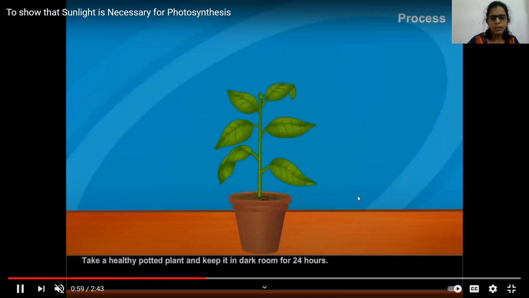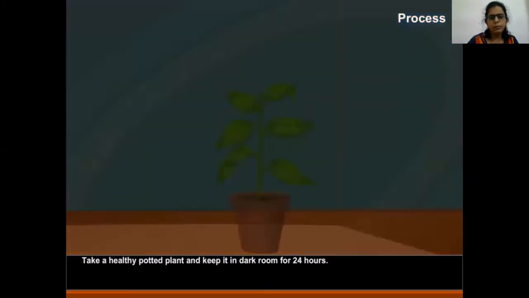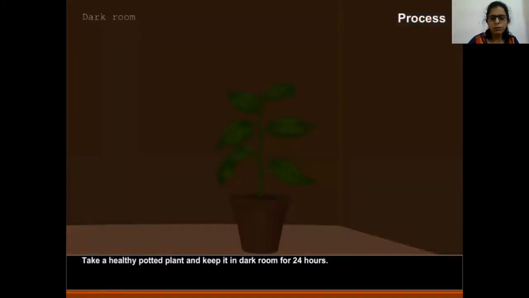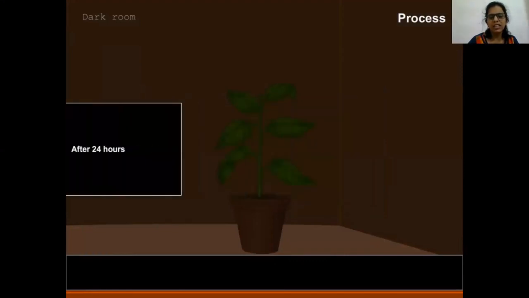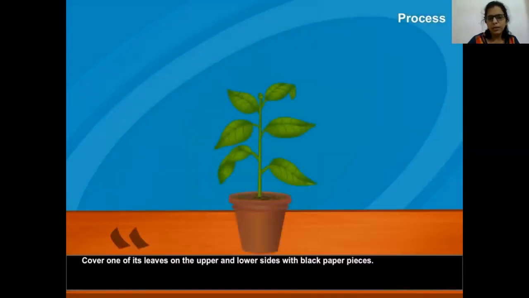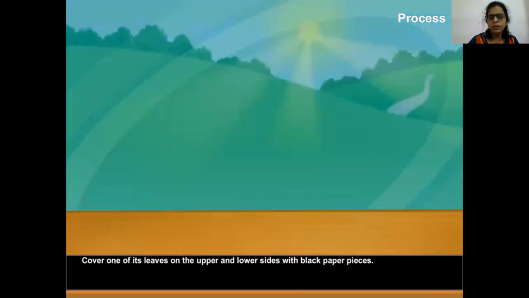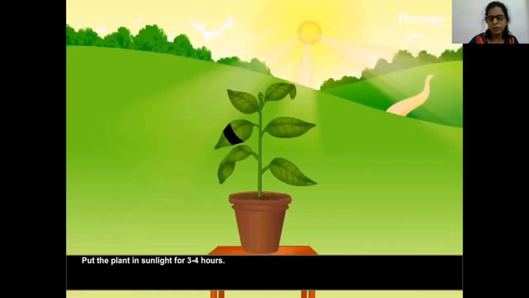So here is the experiment. You have to take a healthy potted plant and keep it in a dark room for at least 24 hours. The dark room means it should not receive any sunlight or any form of light. After placing the healthy potted plant in the dark room, you have to cover both the upper and lower surface of a leaf with black paper, as is shown in the picture here. And then you have to keep the plant in sunlight for 3 to 4 hours.